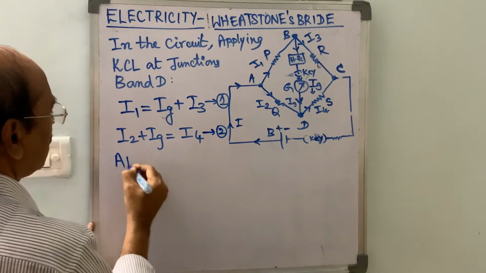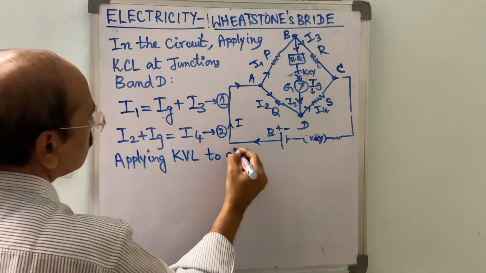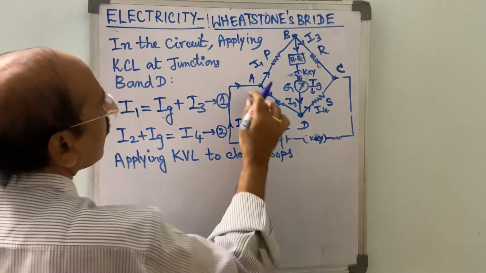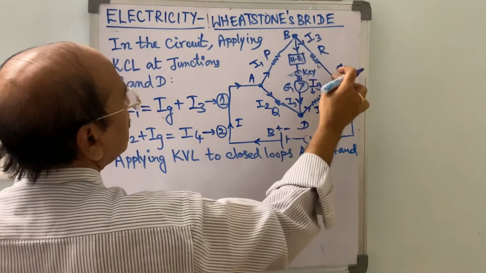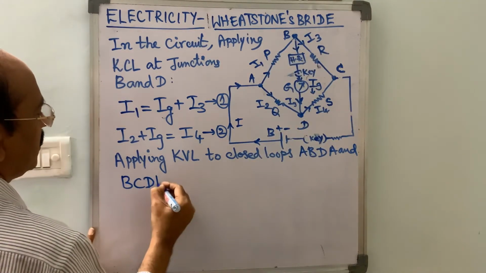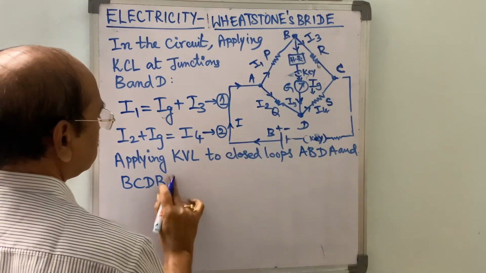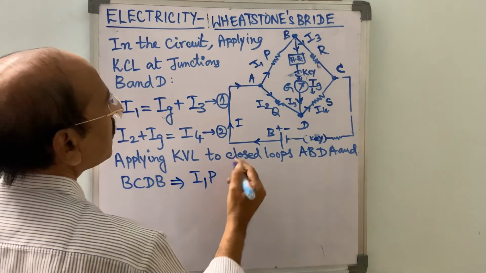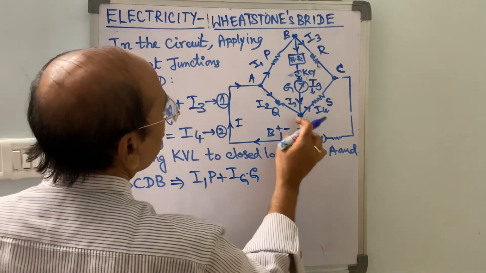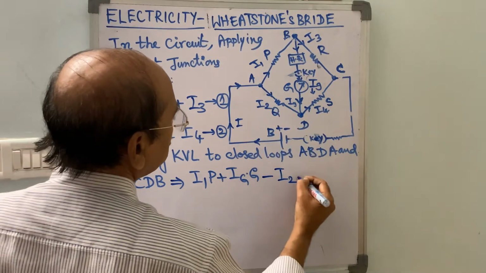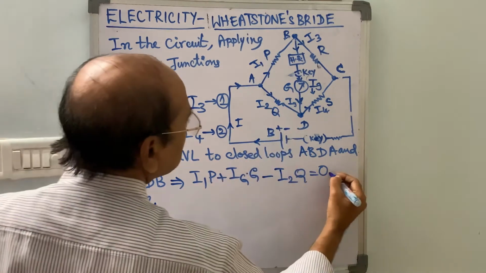Now applying Kirchhoff's second law, Kirchhoff's voltage law, to the closed loops A, B, D, A and another one, B, C, D, B. Then we get, A to B, I1P plus Ig into the galvanometer resistance G, minus I2Q is equal to 0. Let this be equation 3.